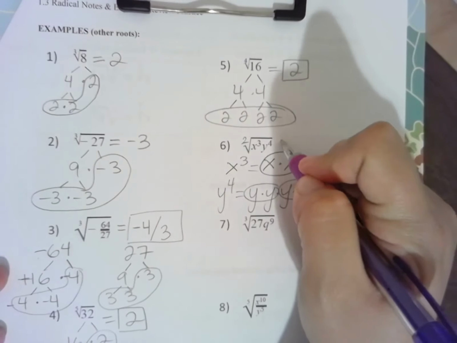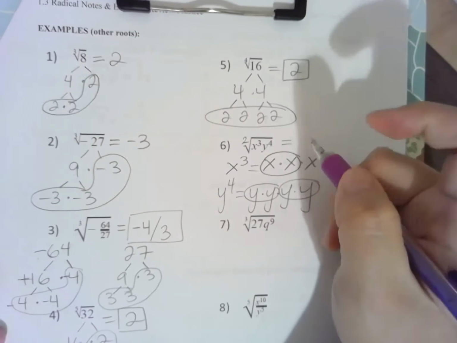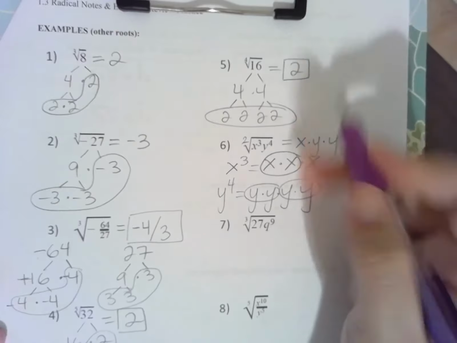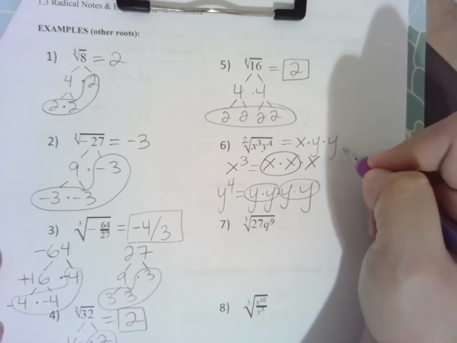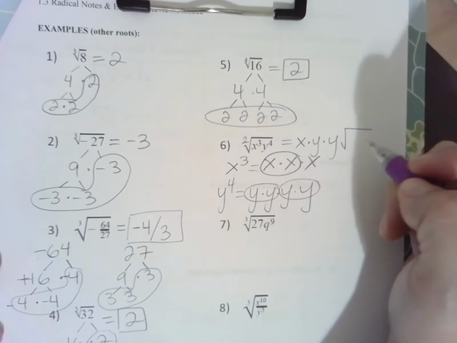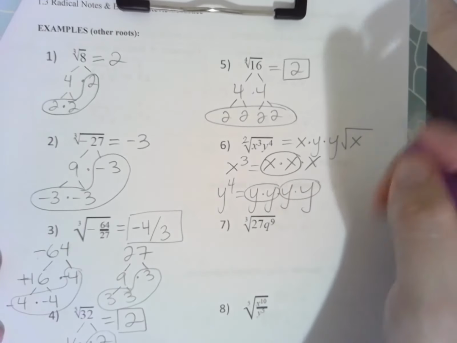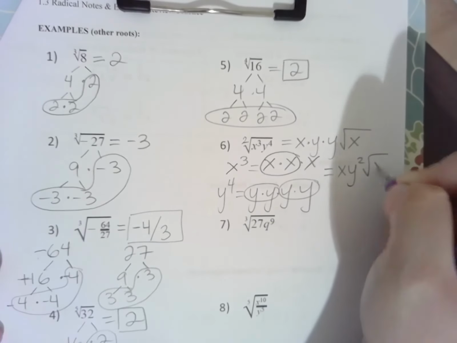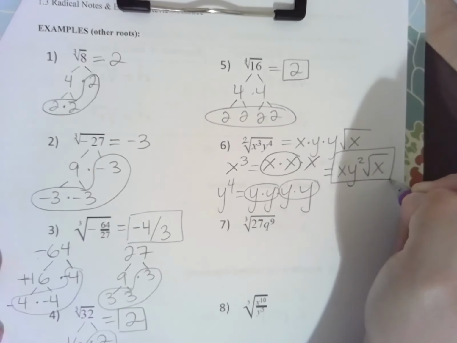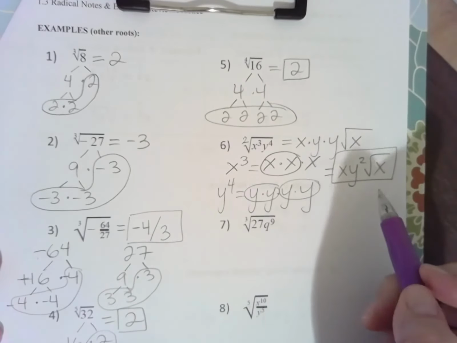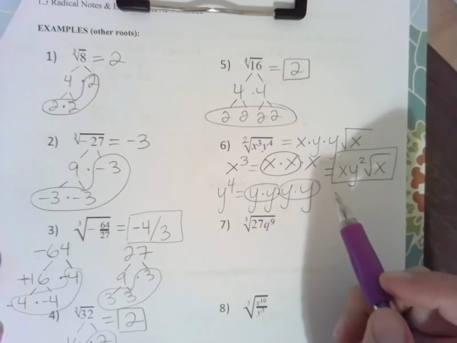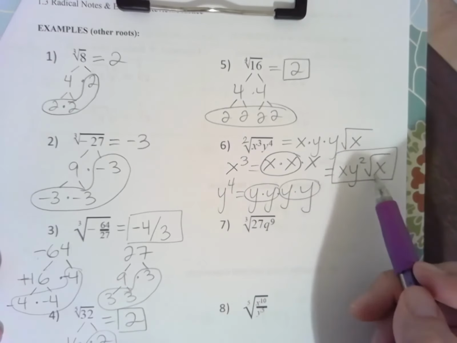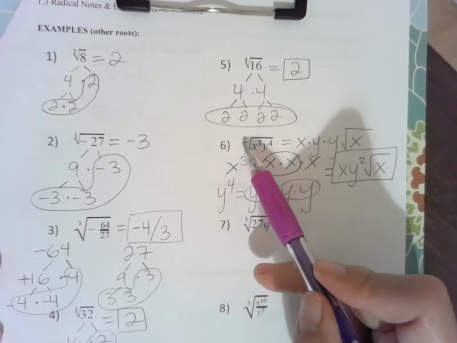So what happens is on the outside, you want to take out whatever had a group of 2. So we have an x, a y, and a y, and you want to multiply those together. And then any leftover numbers or variables, we want to keep inside the radical. So that changes to x, y squared, square root of x. And that is simplified, even though it looks a little bit more complicated because now you have variables on the outside and variables on the inside. That's as simplified as we can get it with groups of 2.